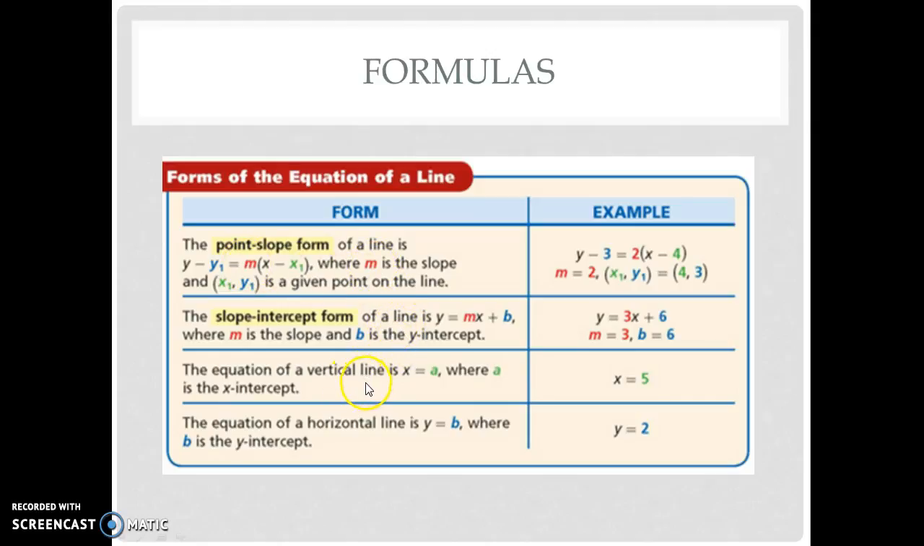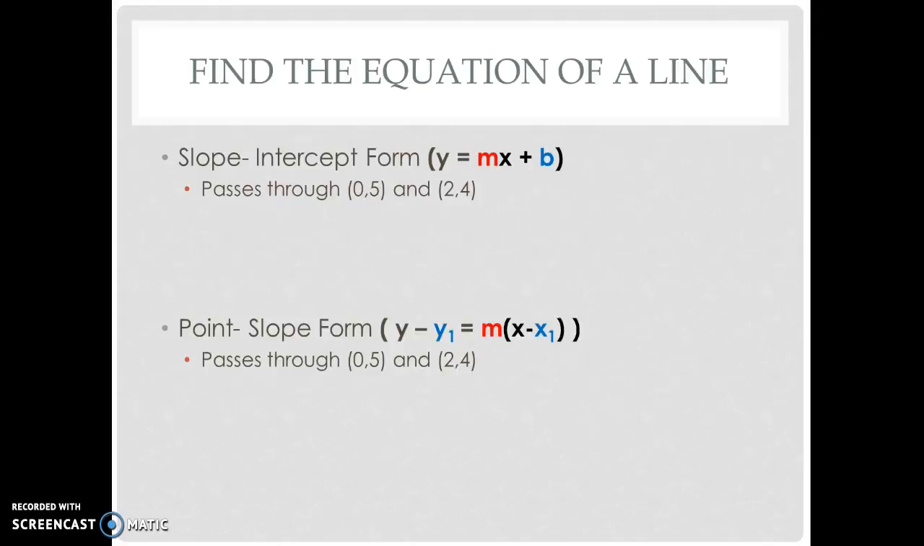The equation of a vertical line, so that's a line that's straight up and down, is x equals a, where a is the x-intercept, because with a vertical line, you only really know where that line crosses the x-axis. On the other side of that, the equation of a horizontal line, so a flat line, is y equals b, where b is the y-intercept, because again, for a horizontal line, you only really know where that line crosses the y-axis. Remember, the slope of a vertical line is undefined, whereas the slope of a horizontal line is 0.